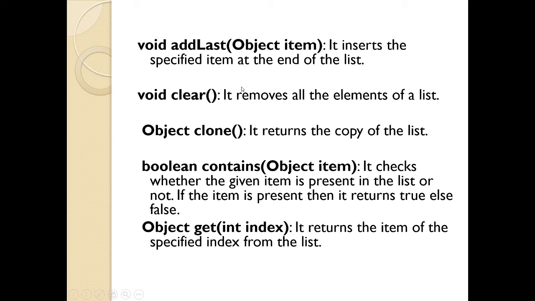Now, when you don't want any elements in the list, I have a method called clear, which we have already seen in the array list, which will remove all the elements of the list. So the void clear method will remove all the elements of the list. If you want to create a copy of the list, you have a method called object clone. So object clone returns a copy of the list. So these are the insertion and removal operations for the elements of the list.